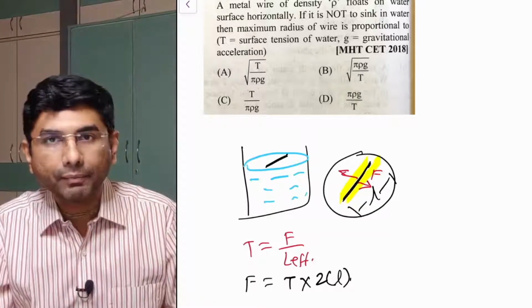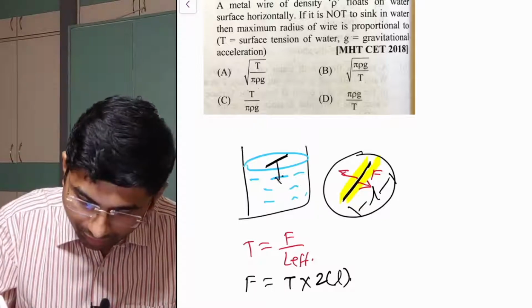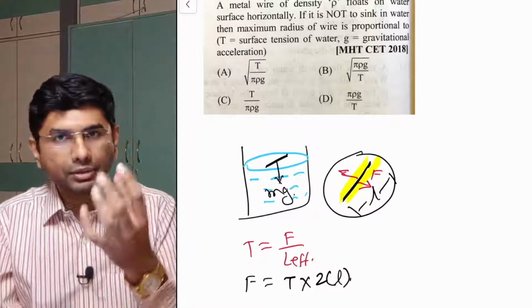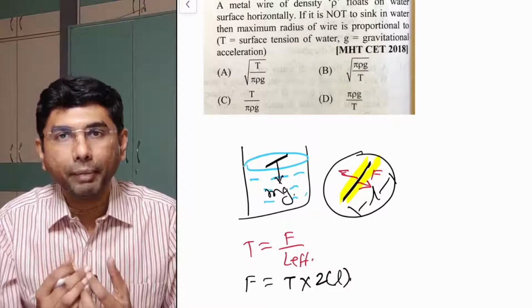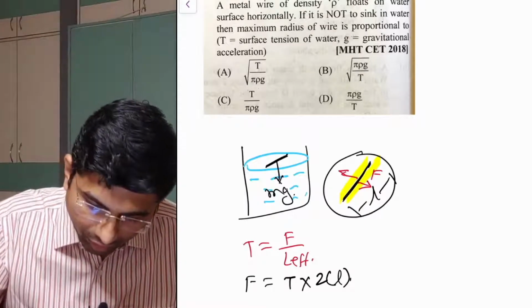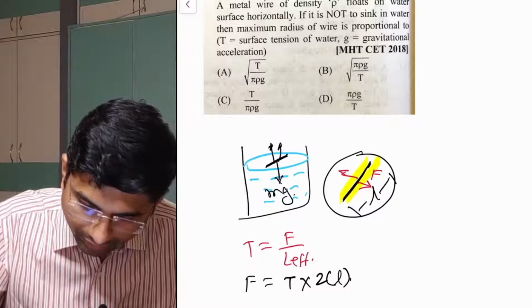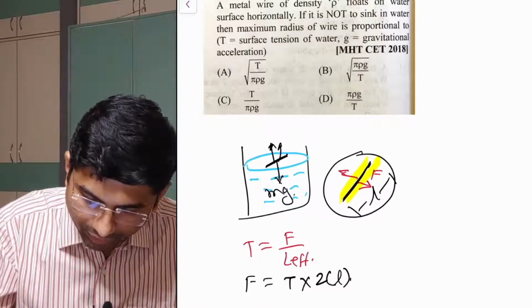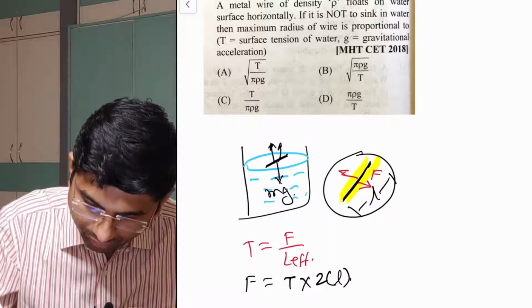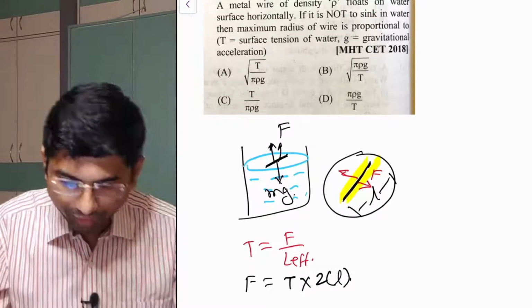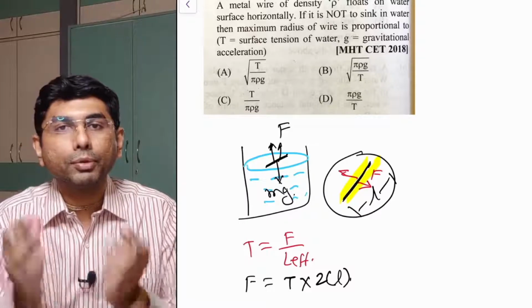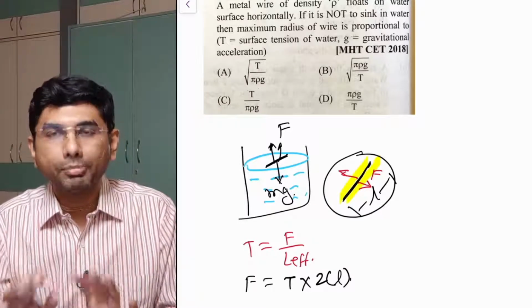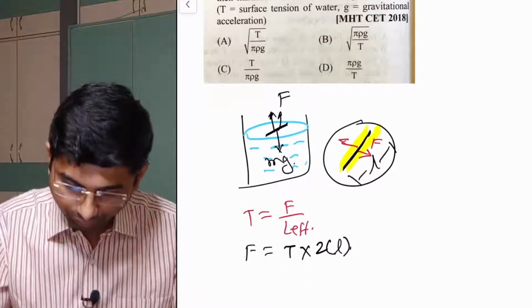Now this wire has its own mass. It's not sinking. It has its mass, that is mg. There is a force pulling it down, but still it's getting balanced. Why? Because there is a force here from both the sides, which comes because of the force of tension, and that force is balancing this force mg.